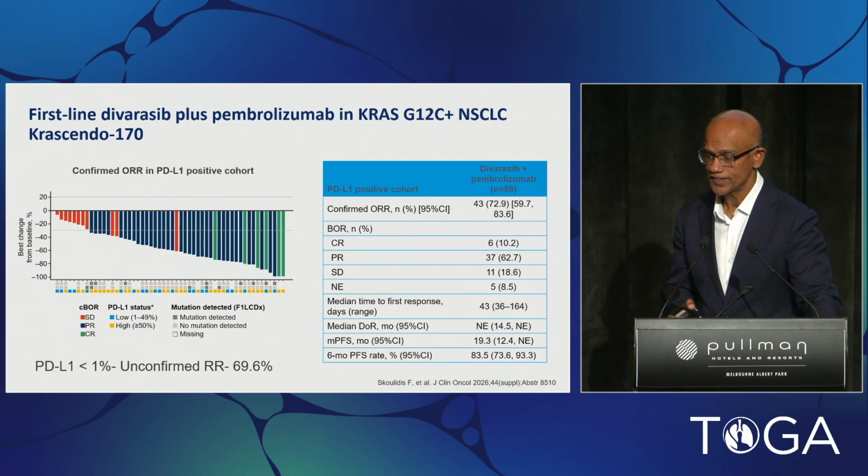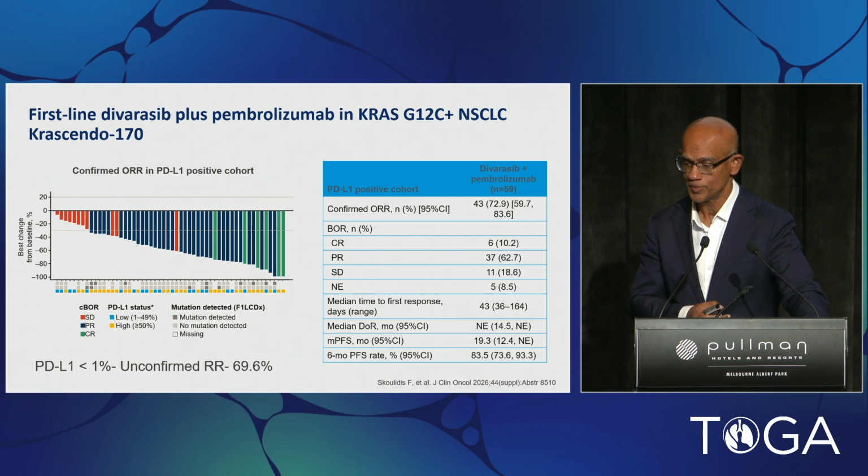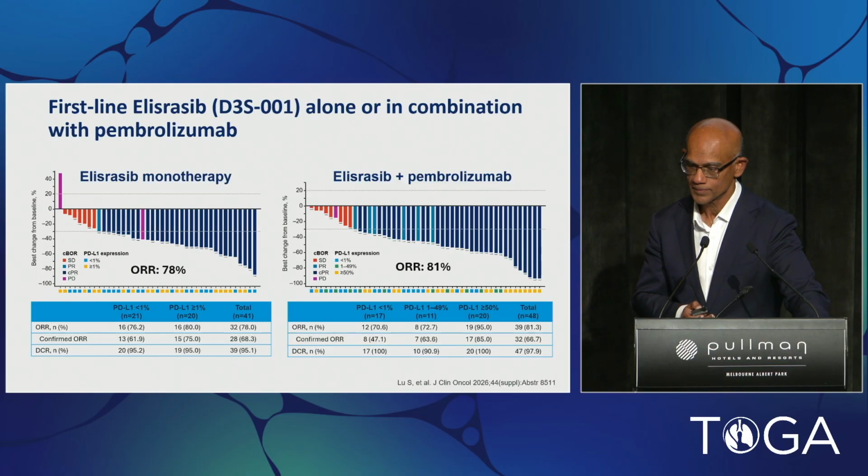Similarly, with divarasib, there's encouraging data in combination with pembrolizumab, with response rates of 72% in PD-L1 positive patients, and interestingly similar response rates in PD-L1 negative patients. But the idea of the need for combinations is being challenged a little bit by some of the emerging data with the newer agents. This is the drug I mentioned earlier, D3S001 elisrasib, as a monotherapy and in combination with pembrolizumab.